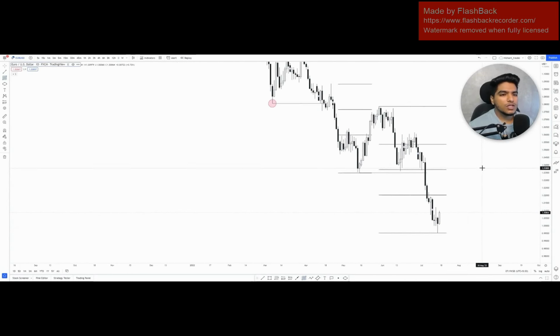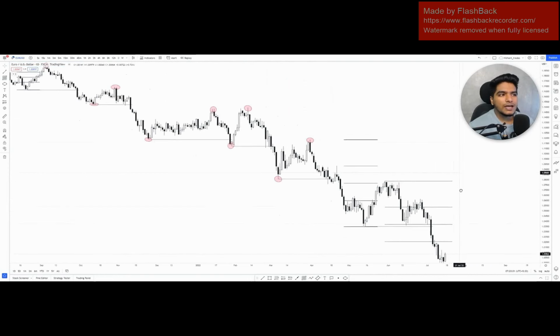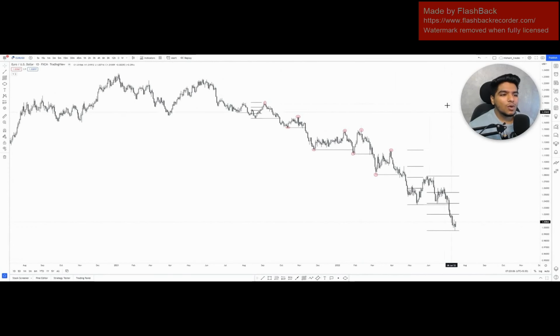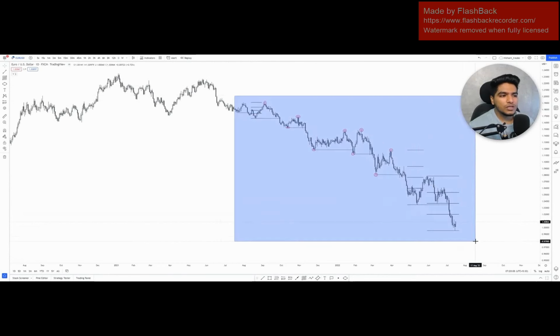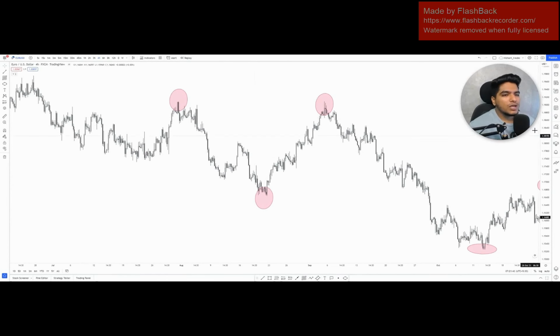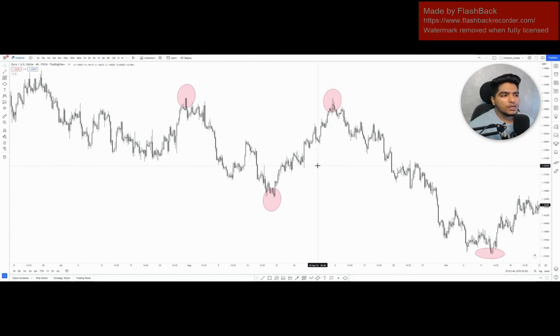Okay, so this was about the market structure in daily time frame. It's as simple as that. Now let's try to identify our swing points in 4H. Okay, now we are in 4H time frame. The pink circles which you are having a look at are your daily structures. So now let's actually get started with our 4H market structure.